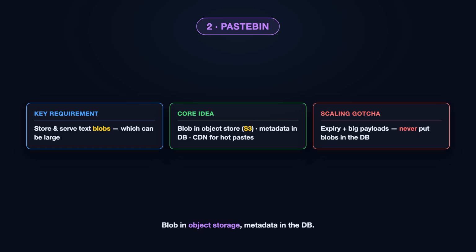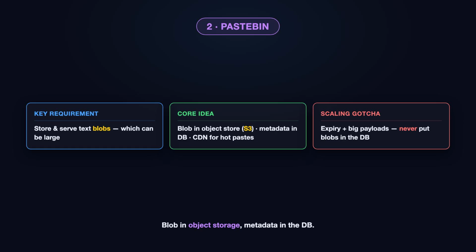Put the actual paste content in object storage, something like Amazon S3, and keep only the metadata in your database: the paste ID, the owner, the expiry, and a pointer to where the blob lives. Then serve popular pastes through a CDN so you are not refetching the same content over and over. The gotcha, and the mistake juniors make: do not stuff large blobs into your relational database. Databases are poor at serving big payloads at scale, it bloats your rows, and it wrecks your caching.